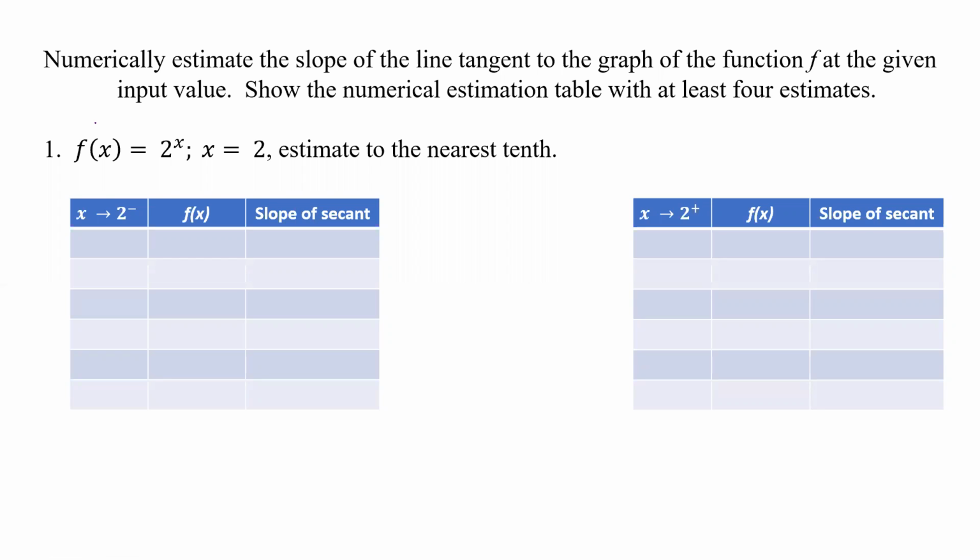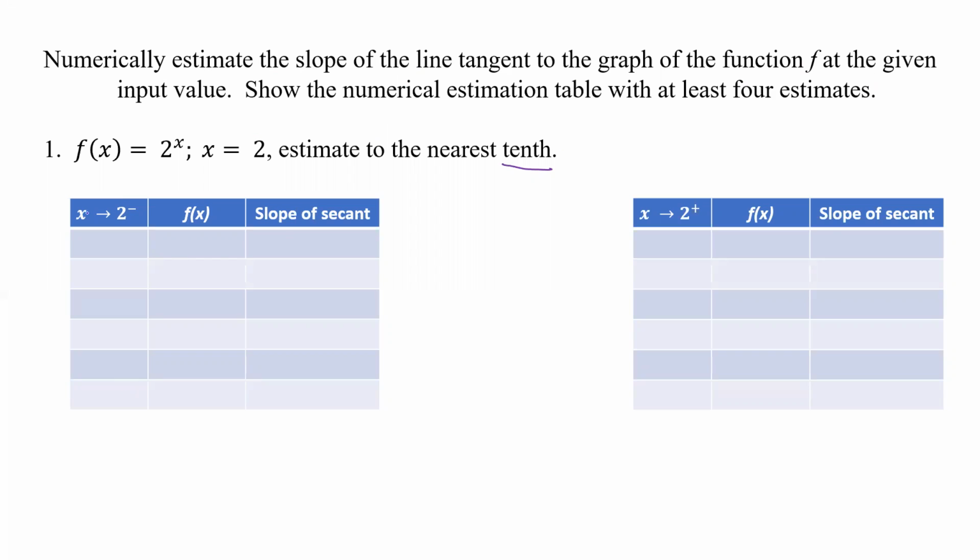All right, so here what we want to do is we have f of x equals 2 to the x. We have x equals 2 is what we're going to look at, and we want to estimate to the nearest tenth. And we're supposed to numerically estimate the slope of the line tangent to the graph of the function f at the given input value. Show the numerical estimation table with at least 4 estimates. So, we have at least 4 estimates here.